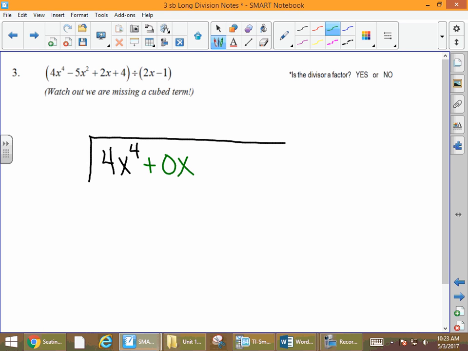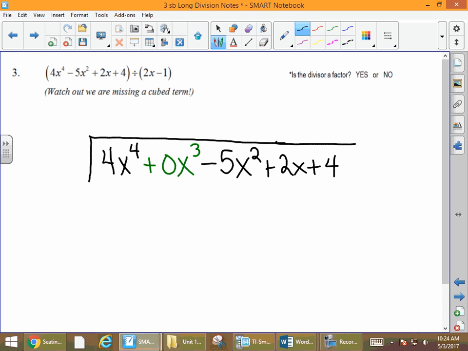We're missing the cubed term, so I usually write plus 0x cubed. There's nothing wrong with writing minus 0x cubed, but you want a place marker in there. So 0 times x cubed is still 0. So we're not adding anything in except for a place marker. Then it's minus 5x squared plus 2x plus 4. We are dividing by 2x minus 1.